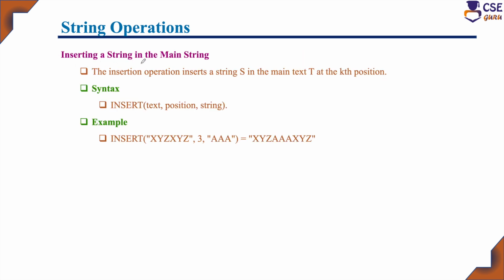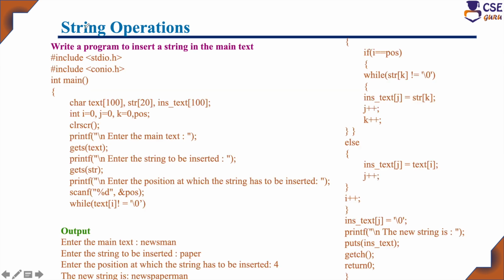Next operation is inserting a string into the main string. To perform the insert operation into a string, in the main text T, at the kth position you have to insert. The syntax is insert, text, position, and the string you need to give. Okay. For example, insert, this is the text, at the third position you need to insert this string. The third position in the sense this is 0, 1, 2. So 0, 1, 2, x, y, z you have to write. Then this is the third position. At the third position you have to insert these three characters, and then the remaining characters in the text you need to add. So this is the C code.